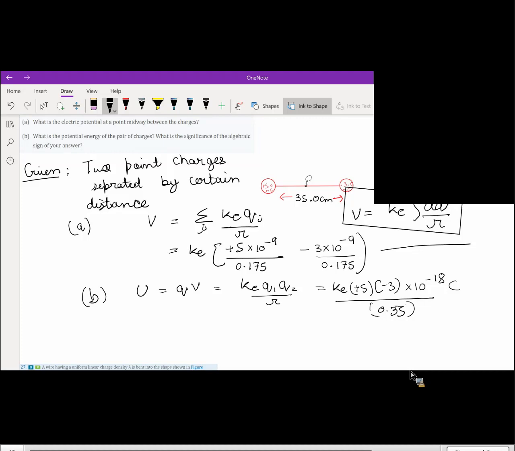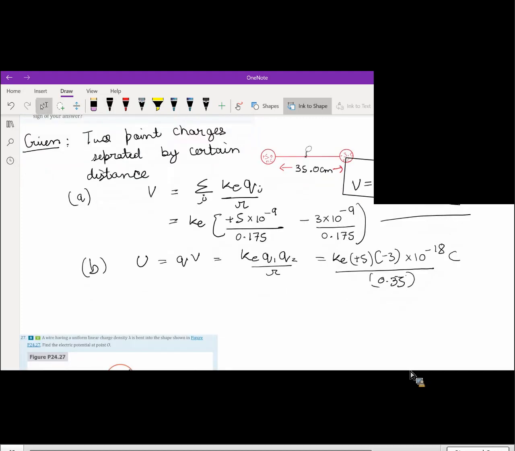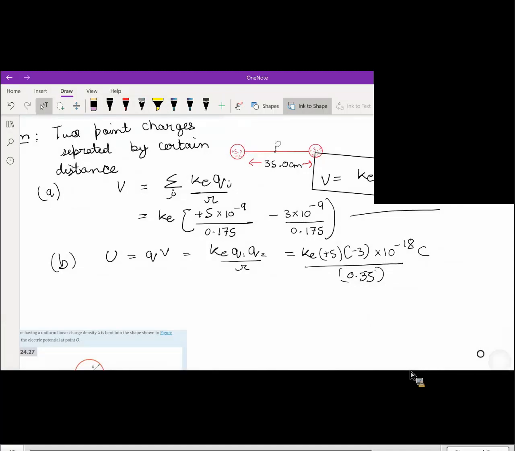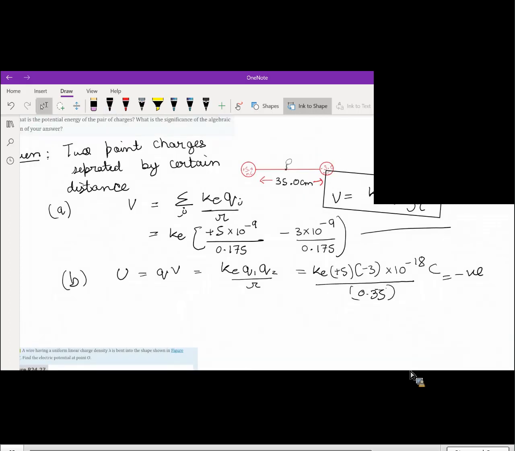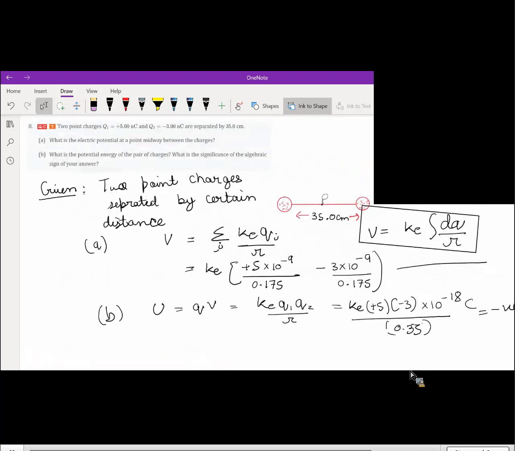So it is negative. I told you what is the meaning of negative energy. That means work must be done in order to separate them. Because this is a positive charge and this is a negative charge, they will attract each other, and the potential energy is negative. That means external work must be done in order to separate them. Make sense? Perfect. That's your question number 6.